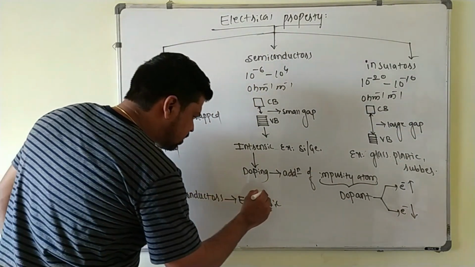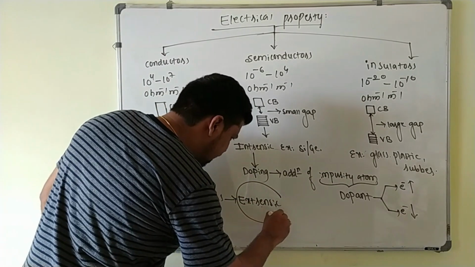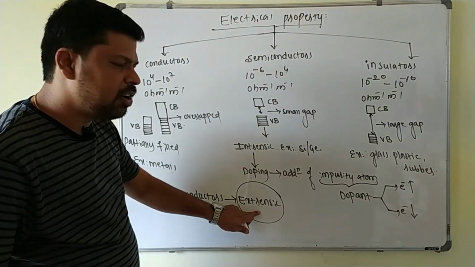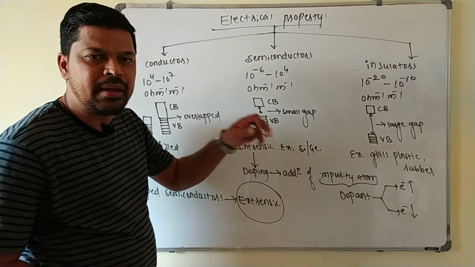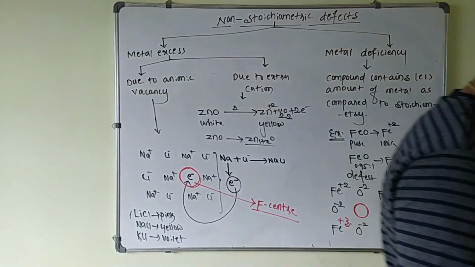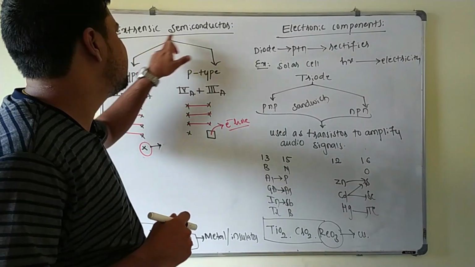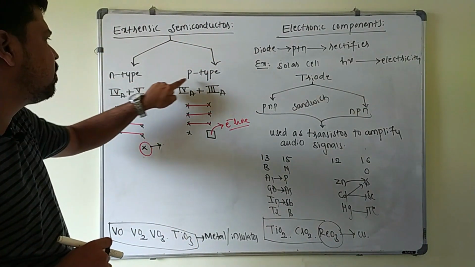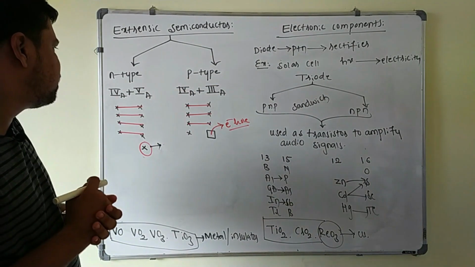And our next concentration is extrinsic semiconductor, and these are further classified into 2 types, that is N type and P type. We will discuss now. So the next concept is extrinsic semiconductor. There are 2 types of extrinsic semiconductor. One is N type of semiconductor and another is P type of semiconductor.